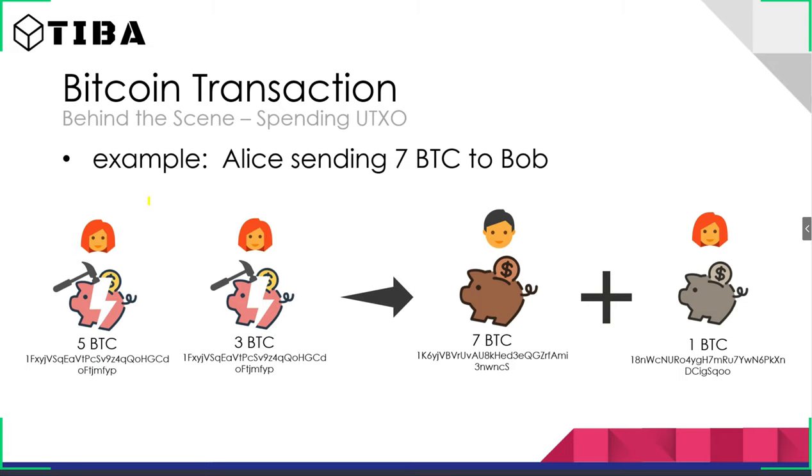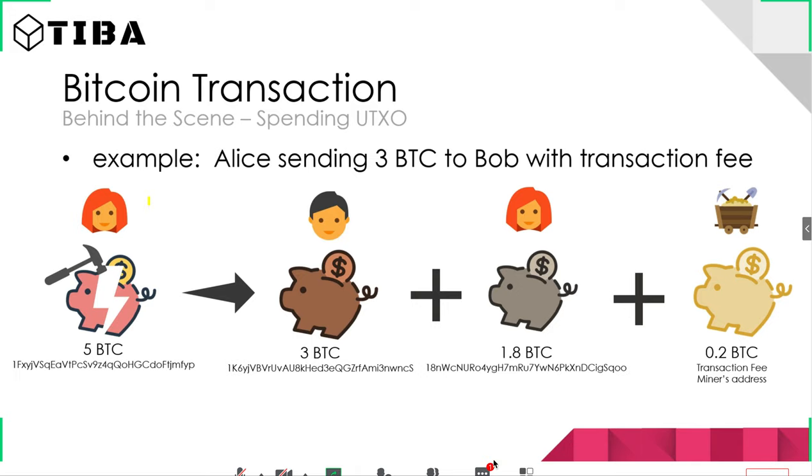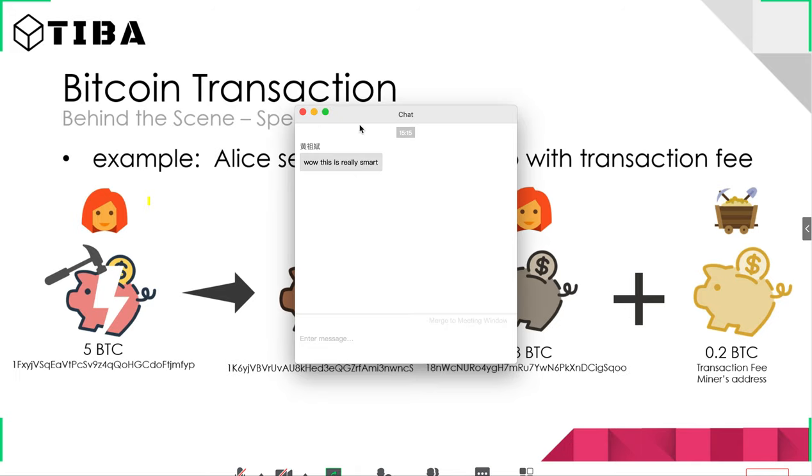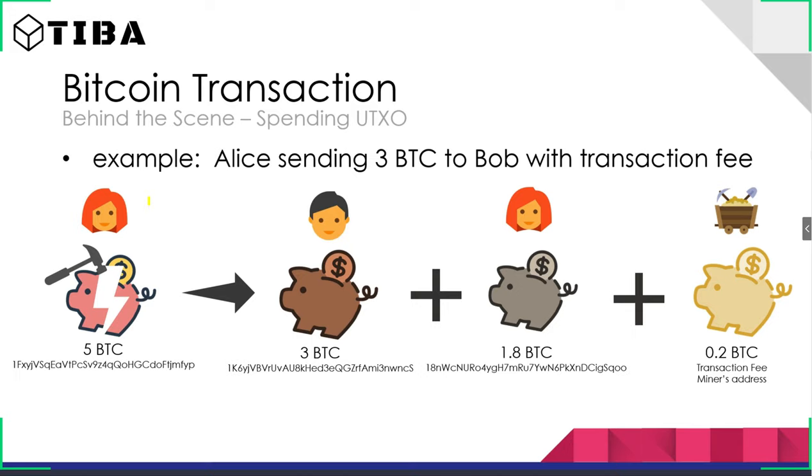And a more realistic example here is that there's something called a transaction fee that's usually included in the transaction that's given to the miners. We'll talk about mining in just a minute, but it's basically people who verify transactions. So here's more of a realistic view of what a transaction looks like. You want to send five Bitcoin to someone, and then 3 go to Bob, and 1.8 go to yourself, and then the remaining go to the miners.